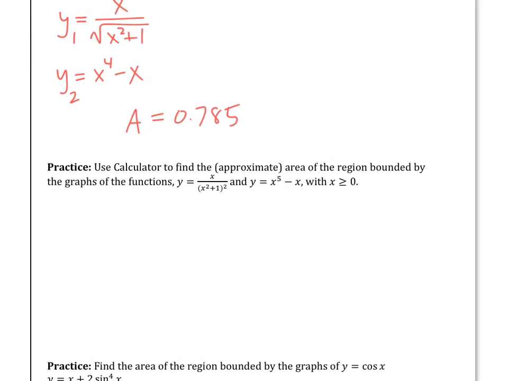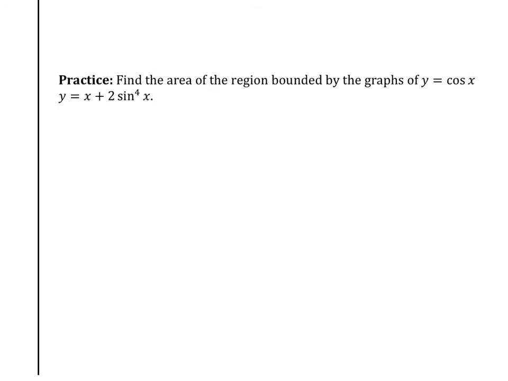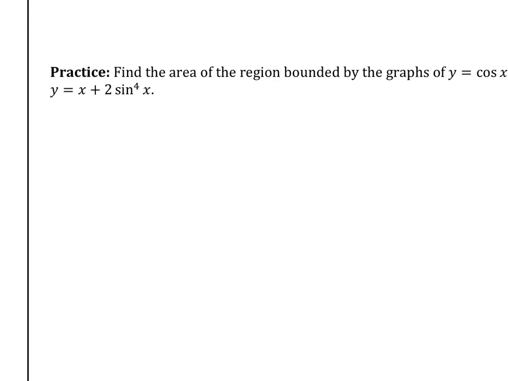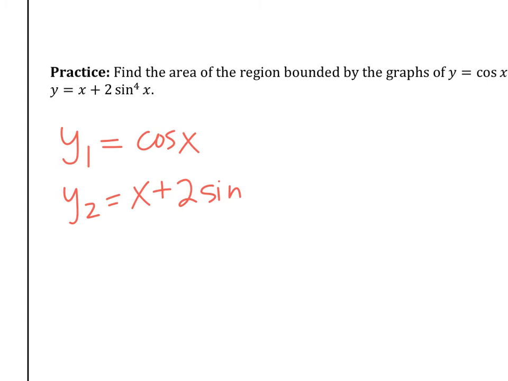Should we do this one? Let me double check. Oh, this one's much better. I like this one. Okay, let me write it out for people in the back. y1 is equal to cosine x. y2 is x plus 2 sine to the 4th x. You have to figure out how to type in sine to the 4th on your calculator, okay? So I showed you that before. But if you forget, let me know.